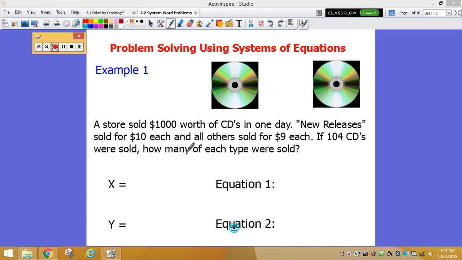Okay, so this lesson again is on solving systems, but now we're going to have word problems. And they look a lot harder than they are, so I'm going to try and break it down for you. Okay, so let's look at example 1.